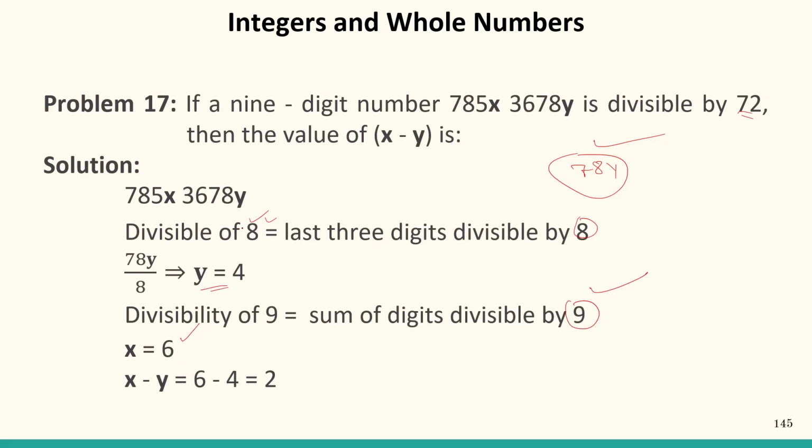Okay, since y is equal to 4, we can replace 4 right here. So up to this, we have arrived at the conclusion that the number must be 785x3678 4. Okay, so this must be 4. So we want to now just evaluate this one. So divisibility of 9 is equal to what? Sum of all the digits must be divisible by 9. So this implies x is equal to 6. So x minus y is equal to 6 minus 4 is equal to 2.